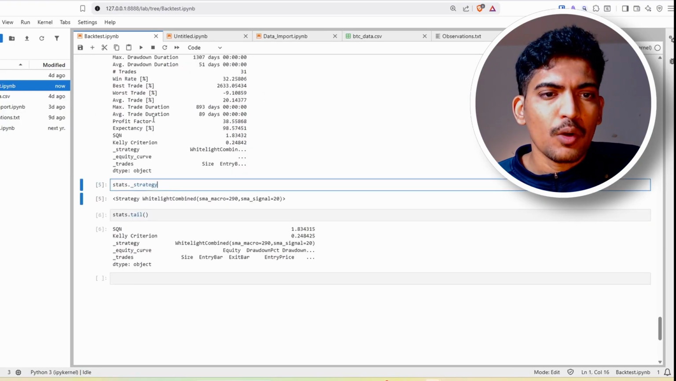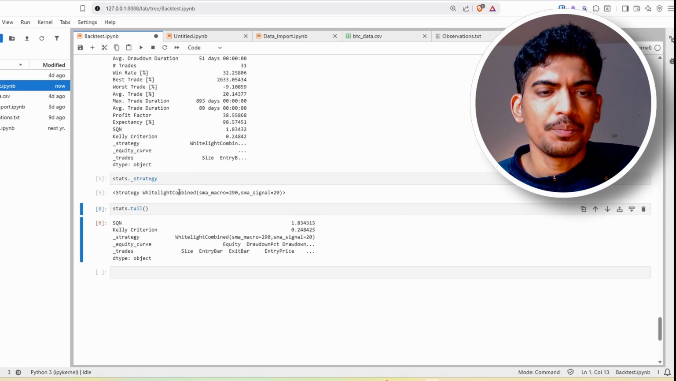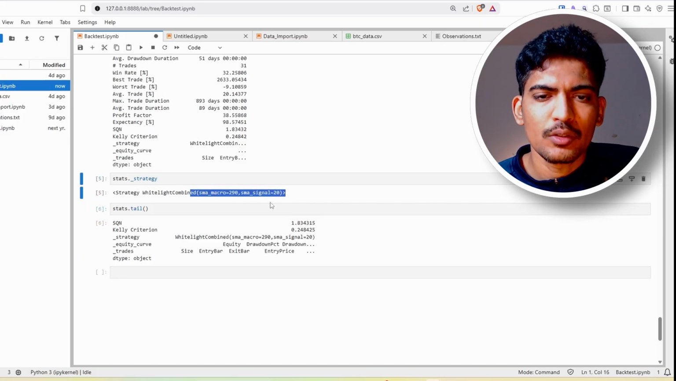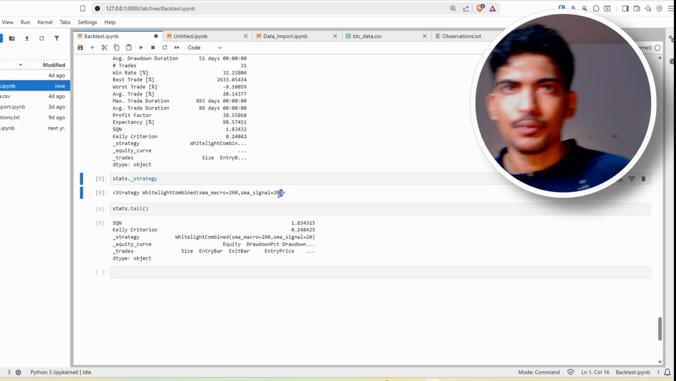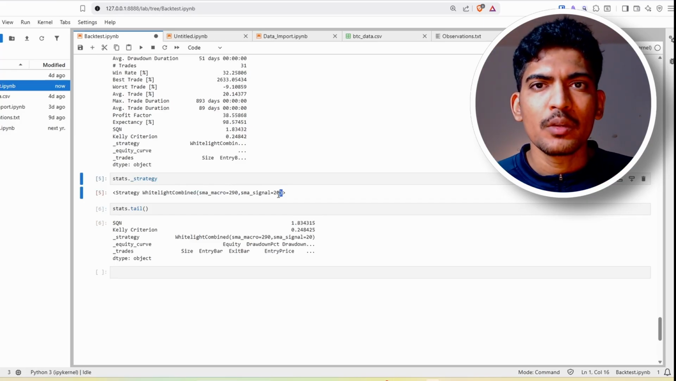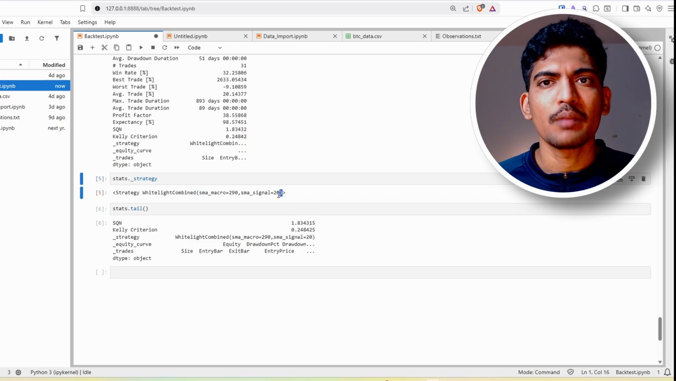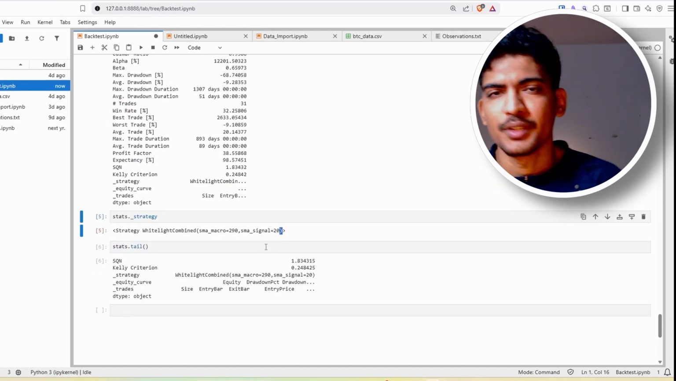Now let's see what the optimal values are for our strategy. It shows that our optimal values are 290 and 20. Initially we took 250 and 50. If you trade between these two SMAs, you will generate more CAGR than previously. This is all I wanted to say in this video.